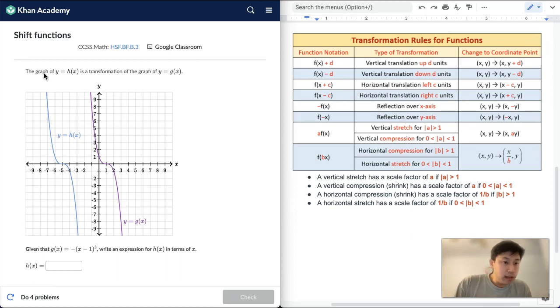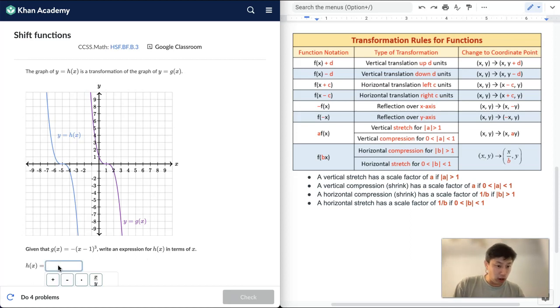Here's our example. The graph of h of x is a transformation of the graph of g of x. Take your time with the wording here. That means that g of x is the original, and h of x is the transformed function. So we're starting at g, which is the purple, and ending up in the blue, which is h of x, because they tell us h of x is the transformation. They give us the equation for g of x. That's our original. We want to write an expression for the transformed h of x function.